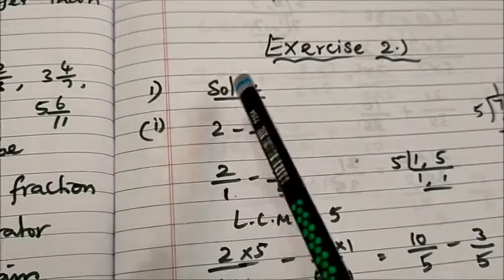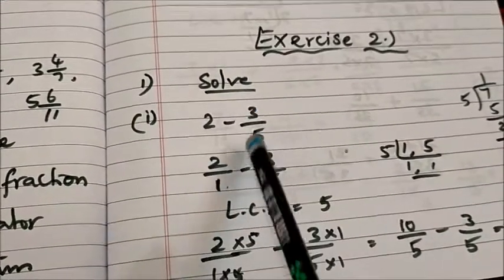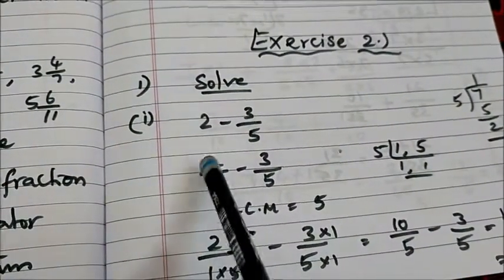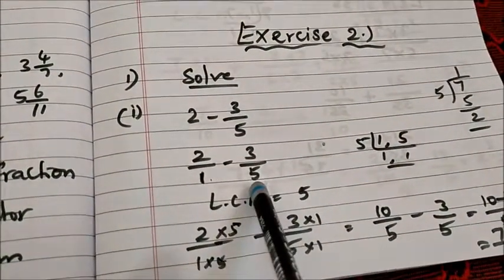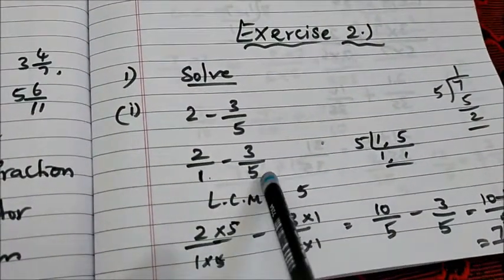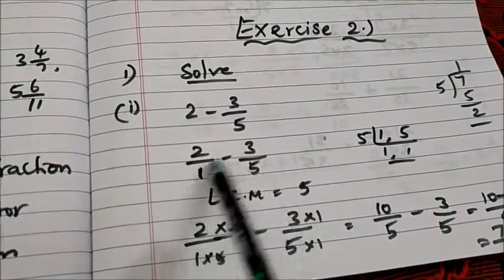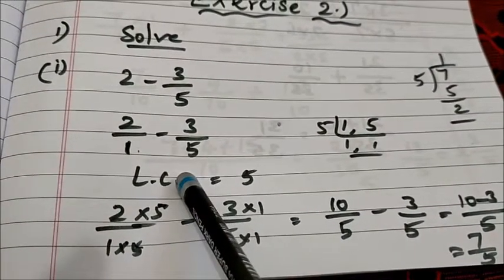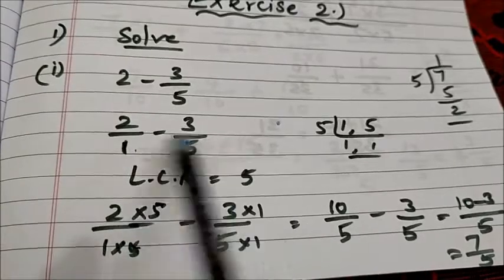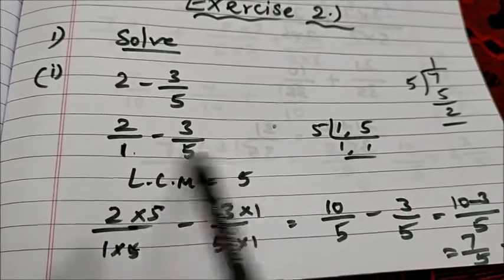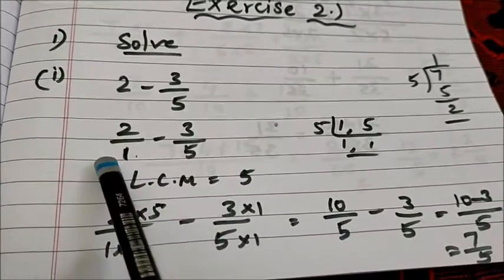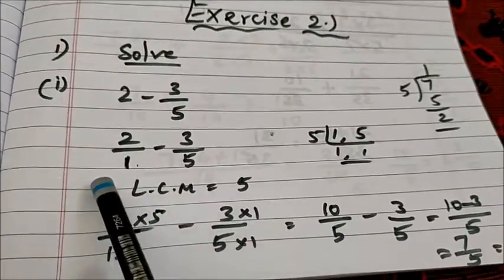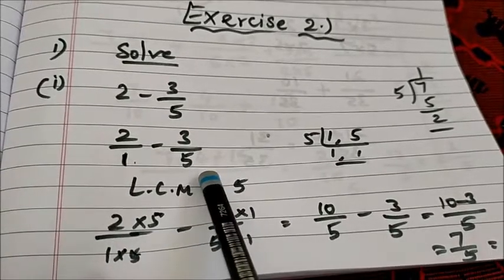The first sum is 2 minus 3 by 5. Here 2 means 2 by 1. It is nothing but 2 by 1 minus 3 by 5. These two are fractions, so we subtract them. Here the denominators are different. If you want to subtract or add fractions, the denominators should be equal, but here they are not equal.